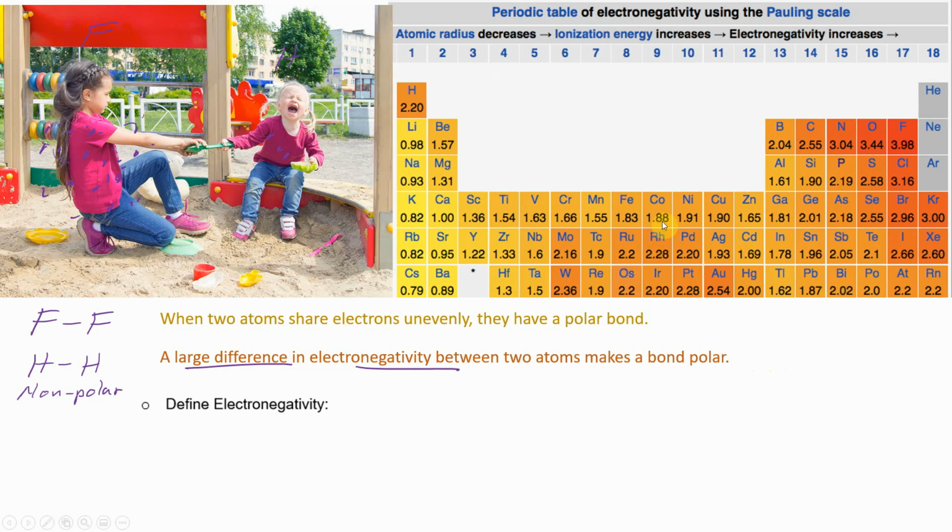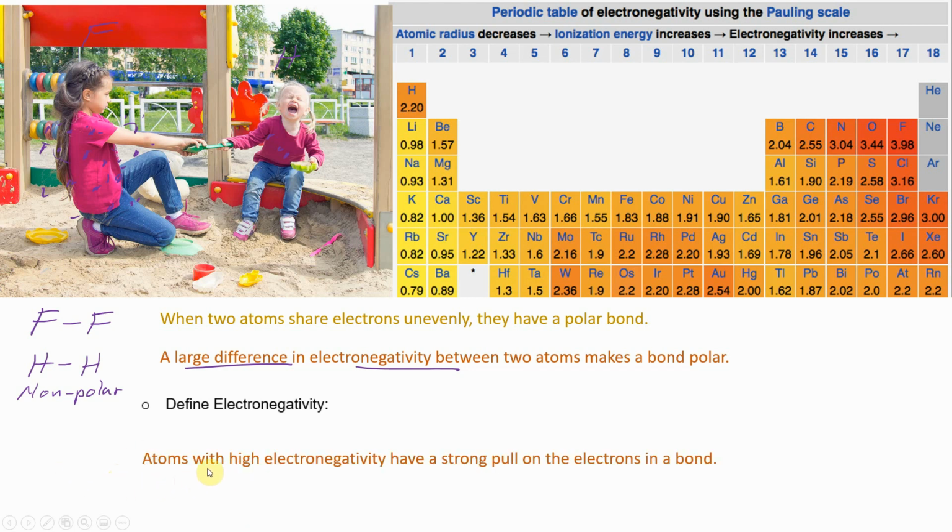These are both referred to as nonpolar bonds. So a large difference in electronegativity between two atoms will cause a bond to be polar. This is the Pauling electronegativity chart. So you can see that hydrogen and fluorine have very different electronegativities, pretty large differences. Of course, if you had lithium and fluorine, they would have an even greater difference in electronegativity and be even more polar. But any difference in electronegativity will cause a bond to be at least somewhat polar.